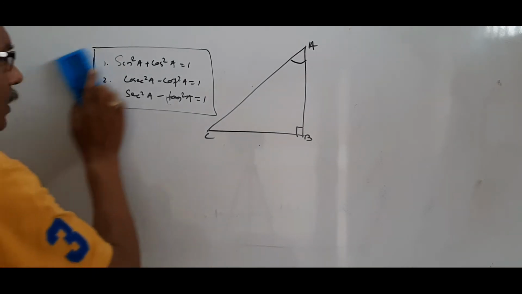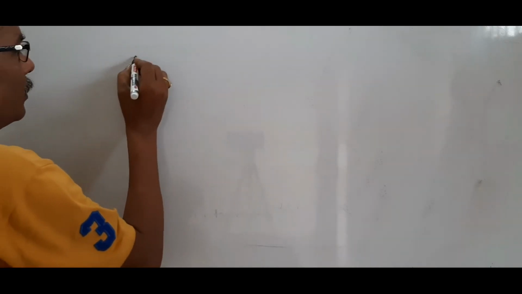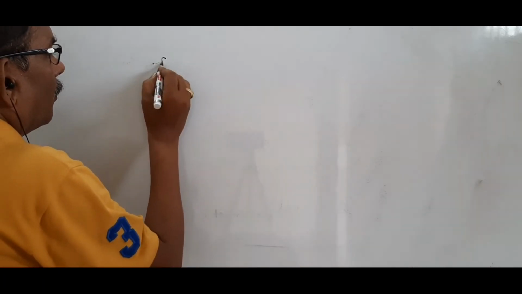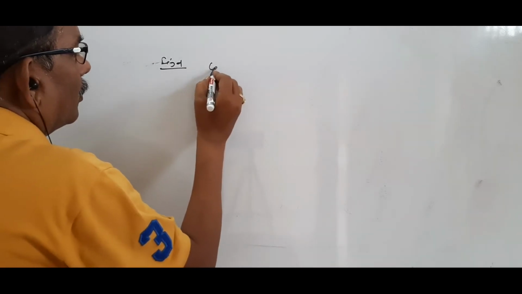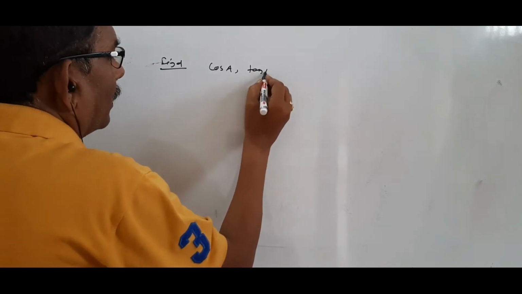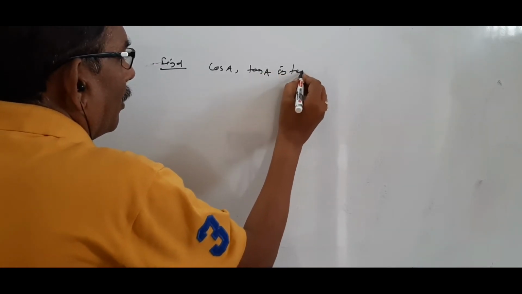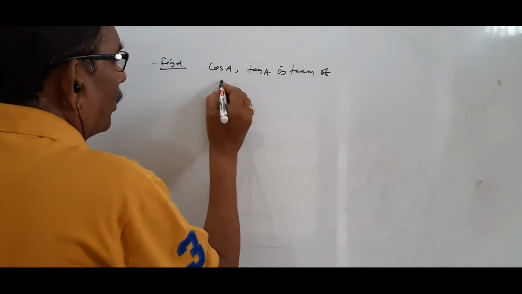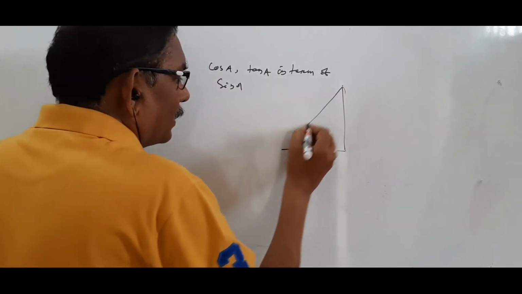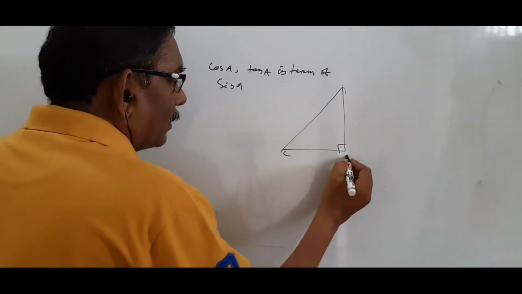Now take some examples to prove the identity. First, find cos A and tan A in terms of sin A. You can take the help of this triangle, with hypotenuse, C, B, and A.